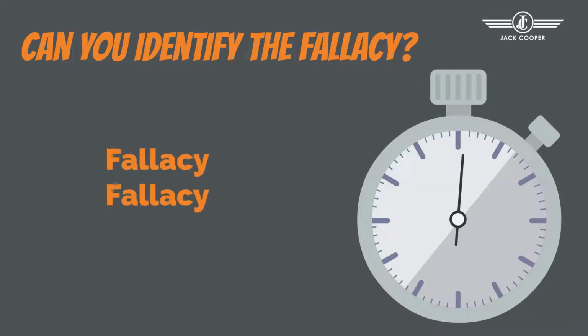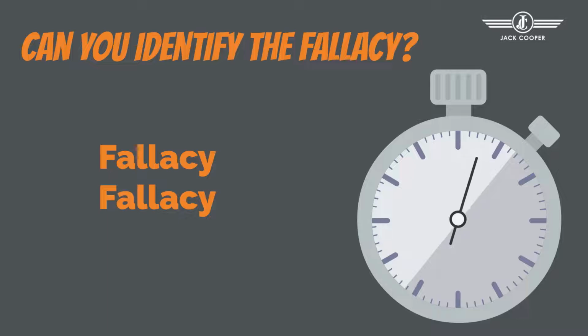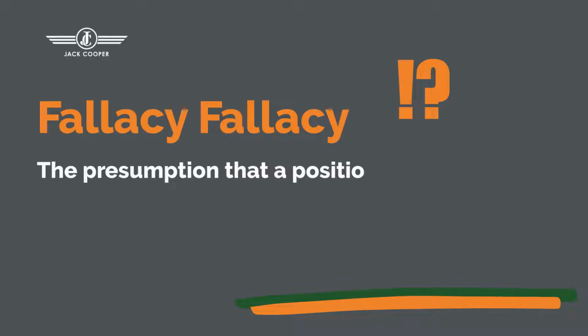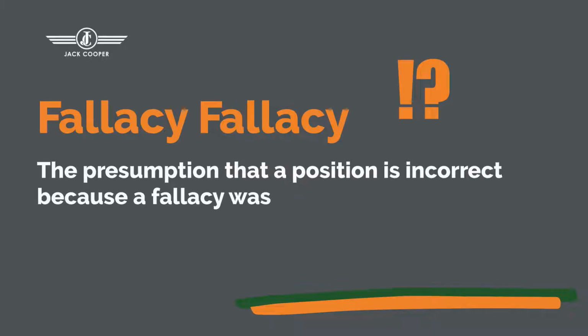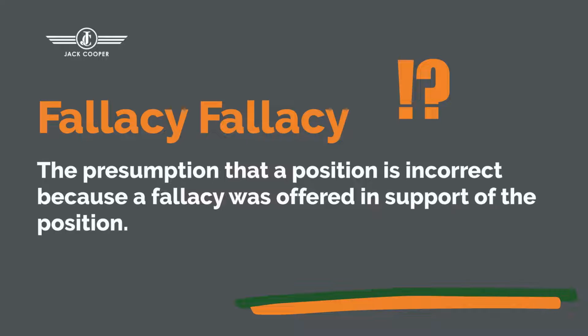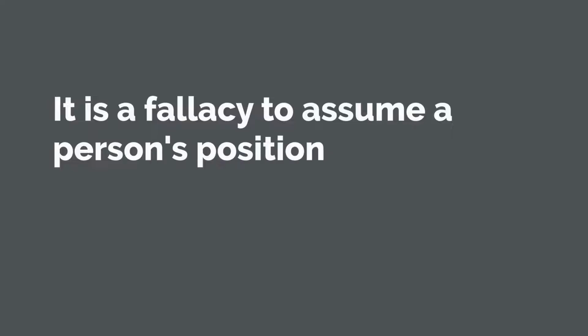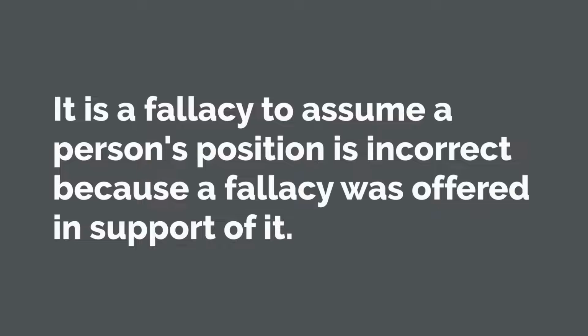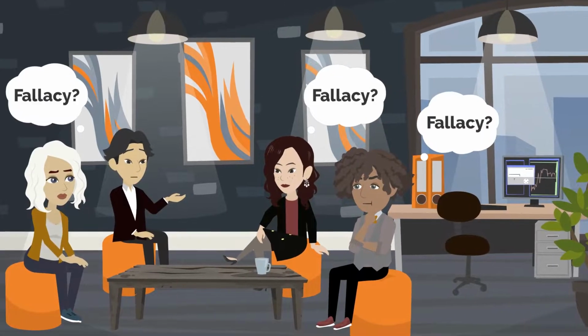If you guessed the fallacy fallacy, you would be correct. Our final fallacy in this series is the fallacy fallacy, which is the presumption that a position is incorrect merely because it is articulated with a fallacy embedded in the argument. In other words, it is itself a fallacy to assume a person's position is incorrect because a fallacy was offered in support of it.